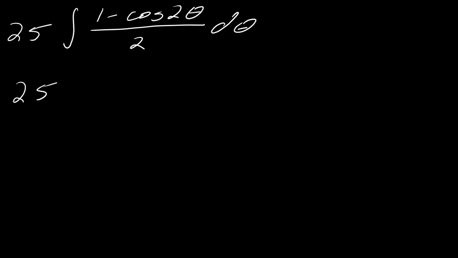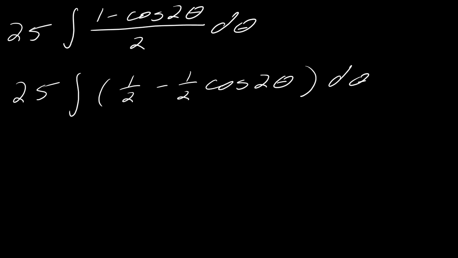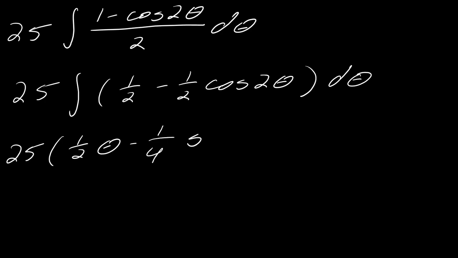Okay, so I've got a little more space. I'm going to call this 1/2 minus 1/2 cosine 2 theta d theta. And so now I'll integrate. So this is going to be 25 times (1/2 theta minus 1/4 sine 2 theta) plus c. Now, of course, we now have to actually go back and substitute everything. So let's make some space to do that.